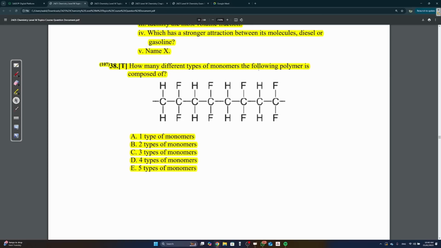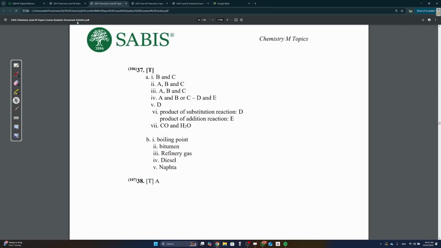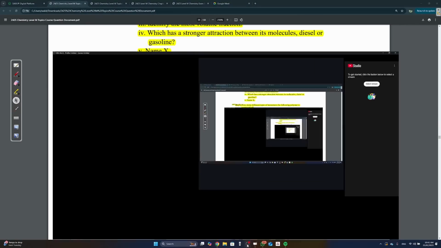How many different types of monomers is the following polymer composed of? Let's take a look here. What repeating unit do we have? We have C, C, H, F, H, F. As you can see here, it's just one monomer, this being repeated a few times. So it should be one type of monomer. A. Wow, we're done. Organic chemistry.